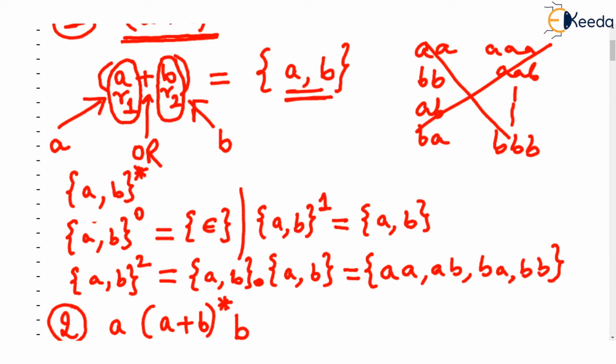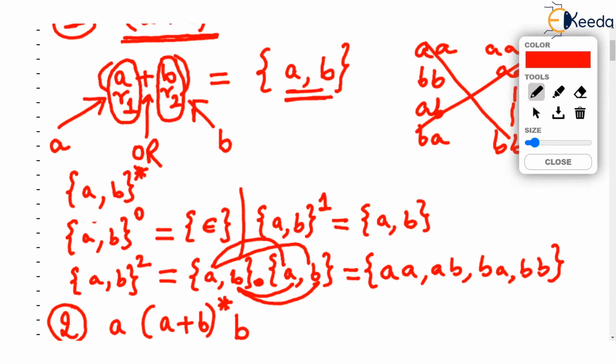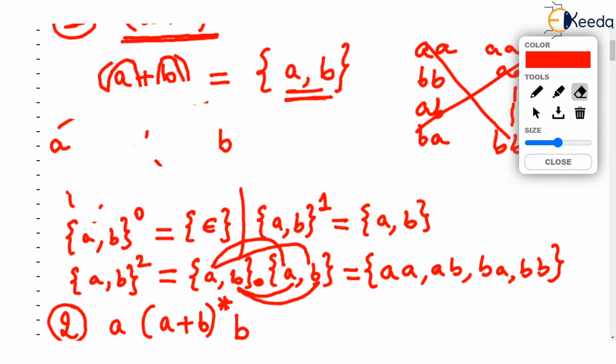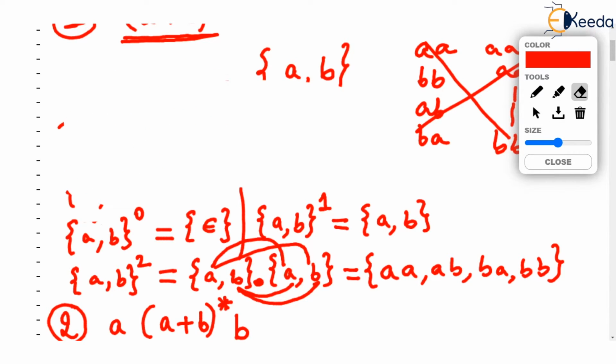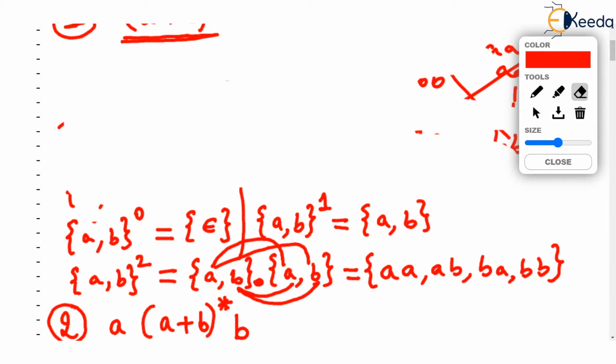Just note this: A was joined with A, A was also joined with B, B was joined with A, and B was joined with B. So every element of the left set was actually joined with every element of the right set. Let me make some room again. So what do you understand?